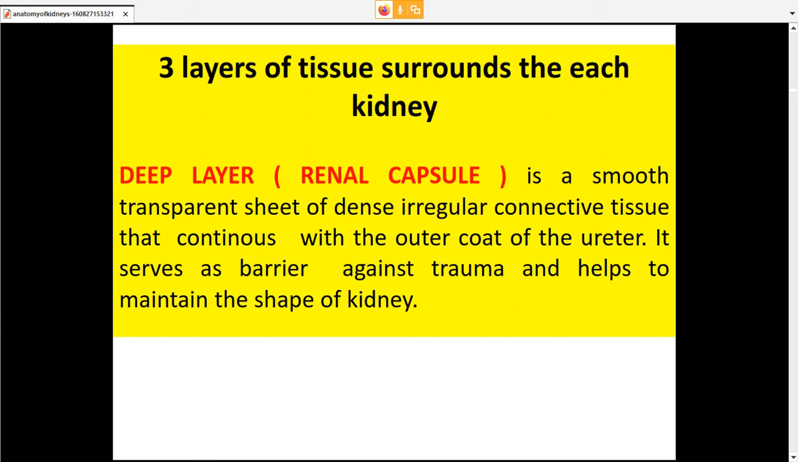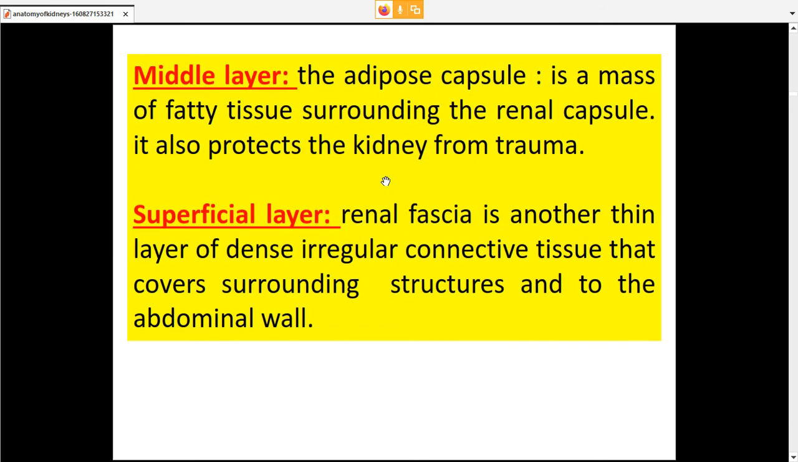So the deep layer, what I have seen, the capsule. Deep layer is called capsule. You need not write more about the capsule. You just mention the surface of the kidney is covered by the renal capsule. Then you can identify the middle layer. It is adipose tissue called perirenal fat. Then superficial layer is called renal fascia. So outside the renal fascia we can identify pararenal fat.